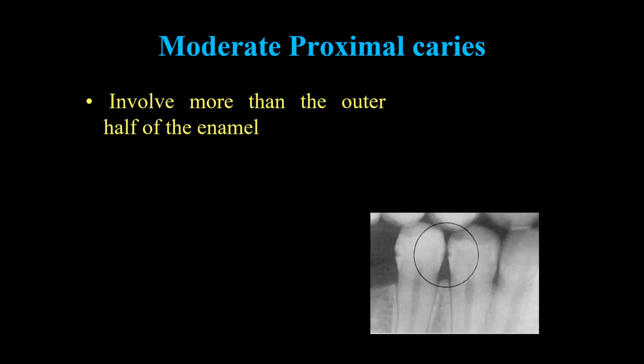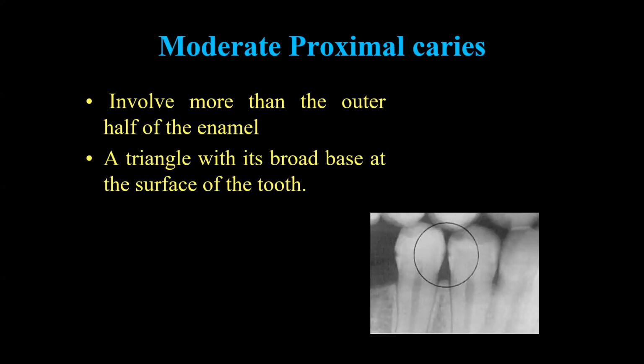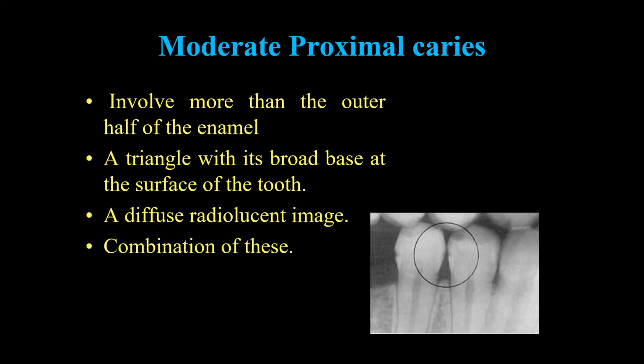Now, in case of moderate proximal caries, this involves more than the outer half of the enamel. Because of this, it might appear as a triangle with its broad base at the surface of the tooth. That is seen in the image given in the slide. Or it may appear as a diffuse radiolucent image, or as a combination of these two.